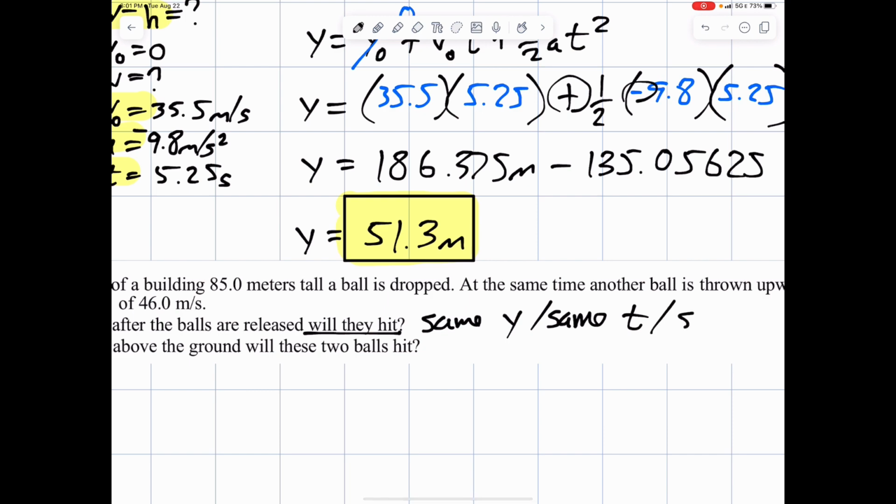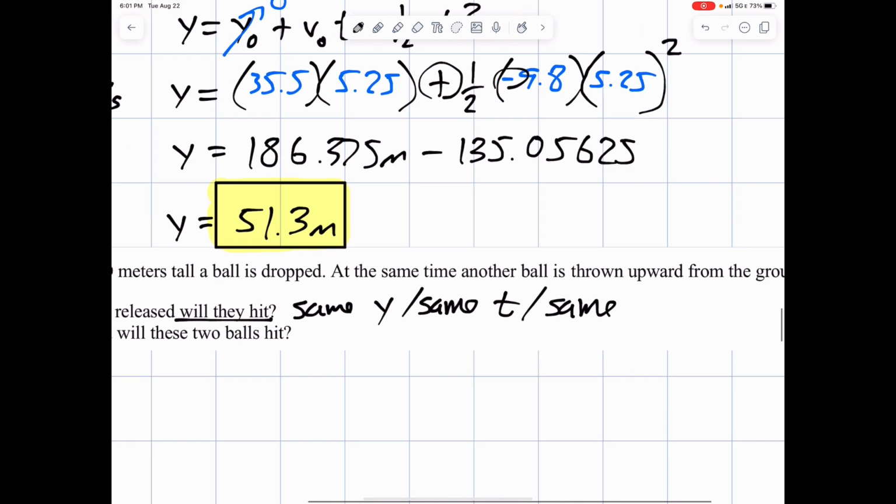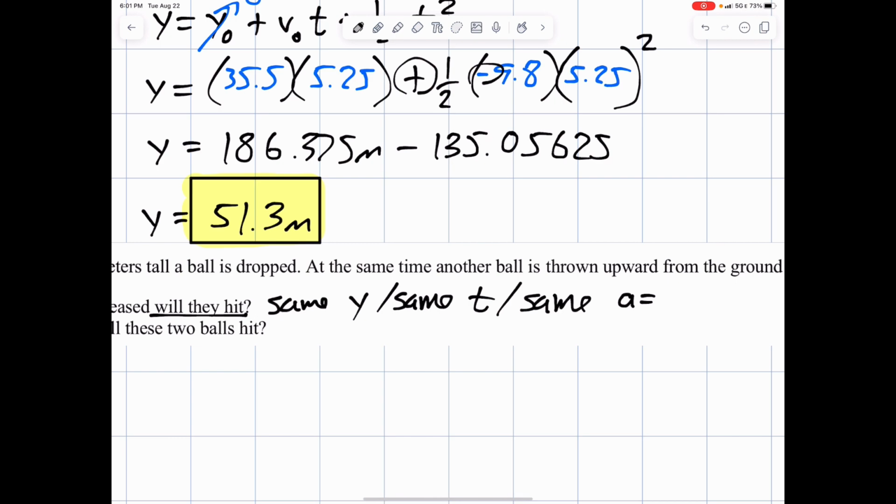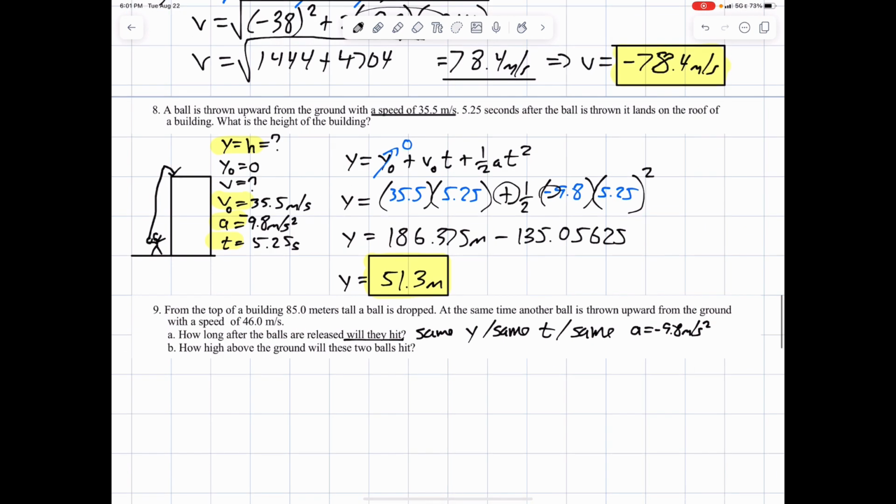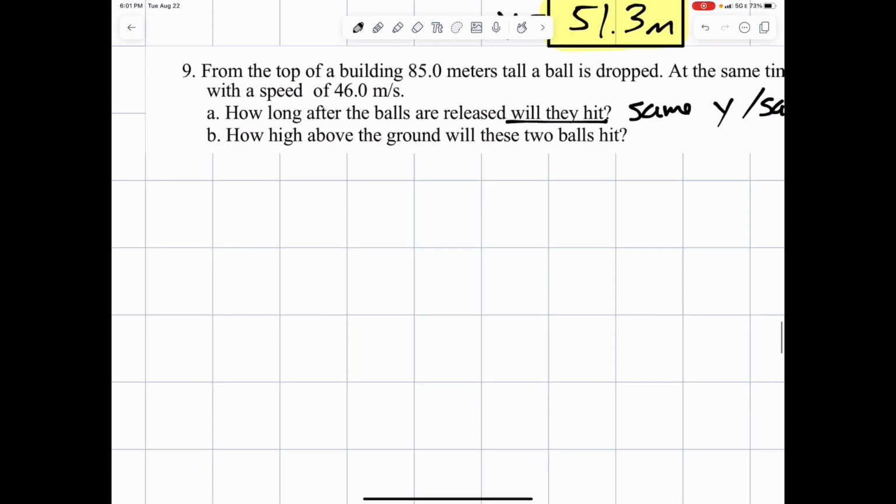Oh, and by the way, they'll have the same acceleration, equal to negative 9.8. So there's a lot of things going on that are the same with these two balls. The only difference really is that one is being dropped from rest at the top of the building, the other is being thrown upwards. So let's go ahead and sort this out. So here's your building.